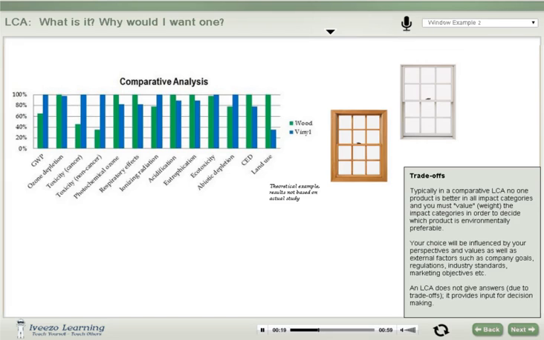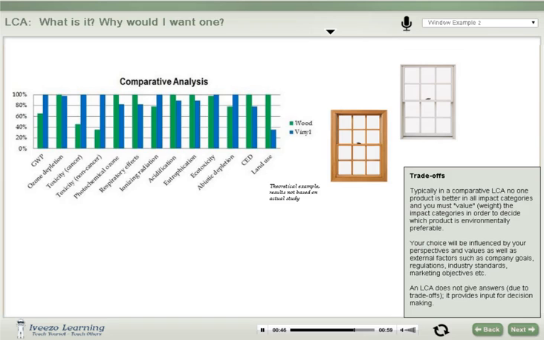Unlike the last example, this example shows trade-offs. No window is better in all impact categories, and you must decide which impact categories are more important to you. However, before you make a decision, it is critical to make sure that the comparison was fair. What if one window was triple paned and gas filled and lasted 30 years, while the other was double paned, not gas filled, and only lasted 20 years?